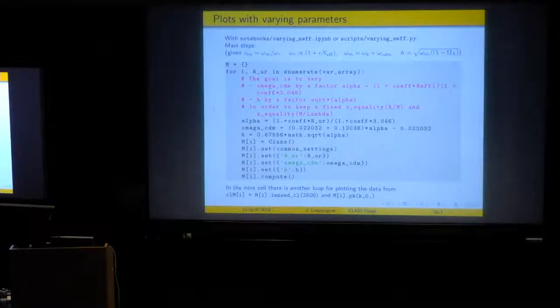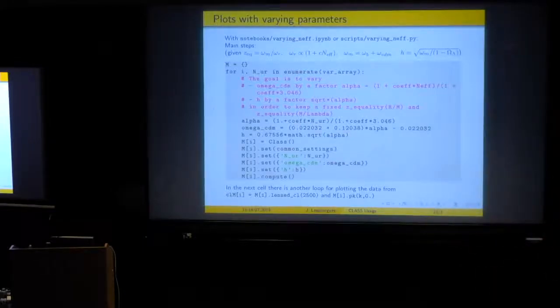CoF is this factor C, and if you look, it is evaluated somewhere above in the script. Okay, now for my index I create M of I. So M of I now will store one of the cosmologies. For M of I set the command parameters. I set NUR, I set omega CDM and H to these values. I compute, and now I have all my models stored in memory.